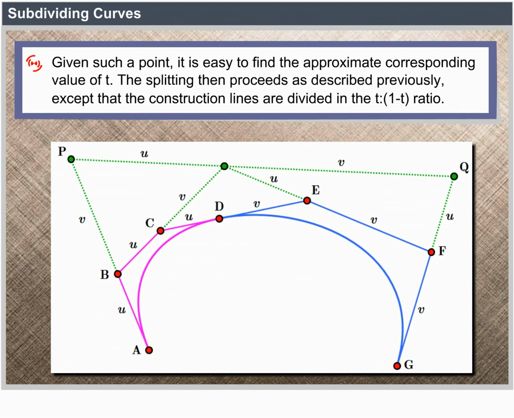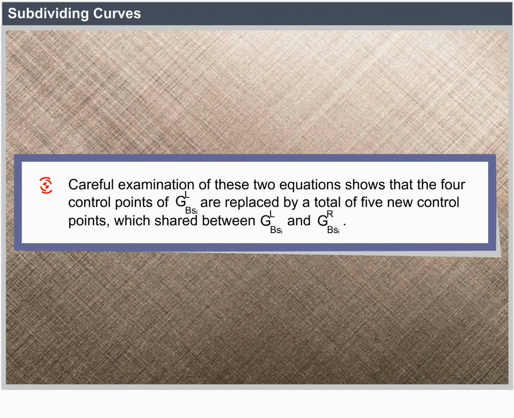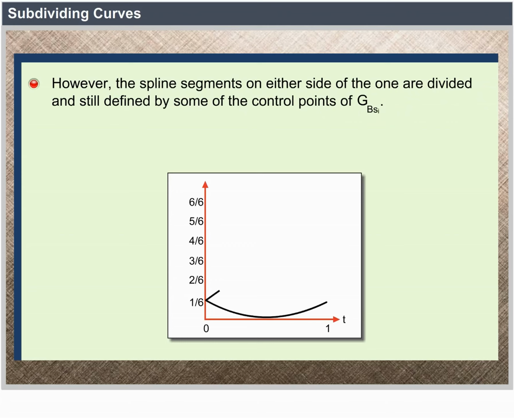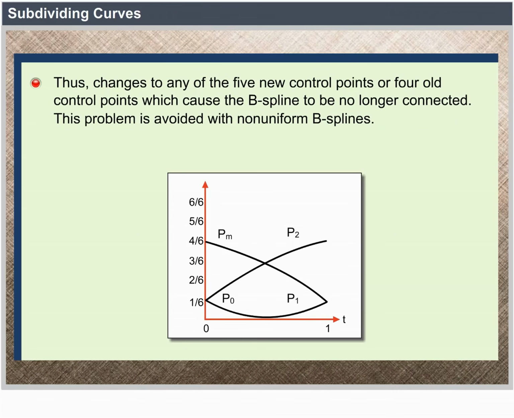Careful examination of these two equations shows that the 4 control points of GLBS are replaced by a total of 5 new control points shared between GLBS and GRBS. However, the spline segments on either side of the one being divided are still defined by some of the control points of GBS. Thus, changes to any of the 5 new control points or 4 old control points cause the B-spline to be no longer connected. This problem is avoided with non-uniform B-splines.